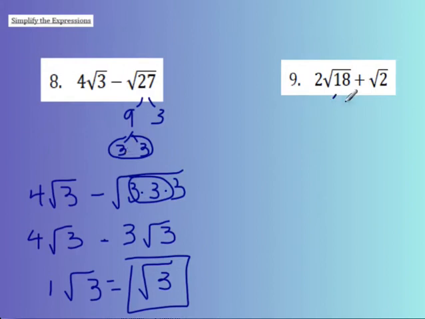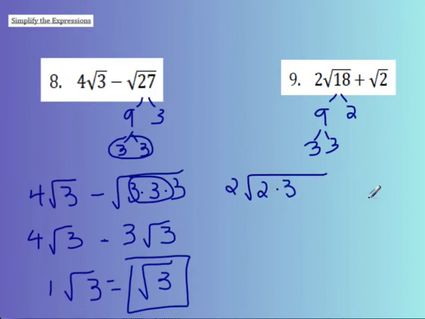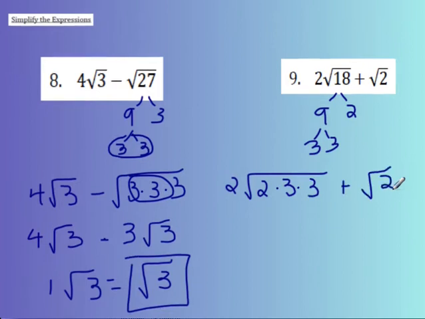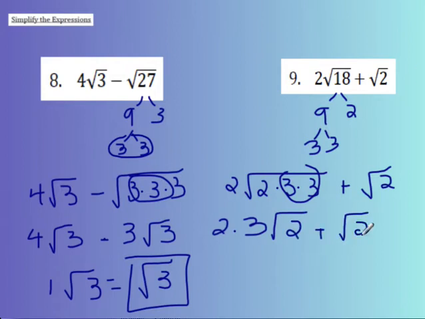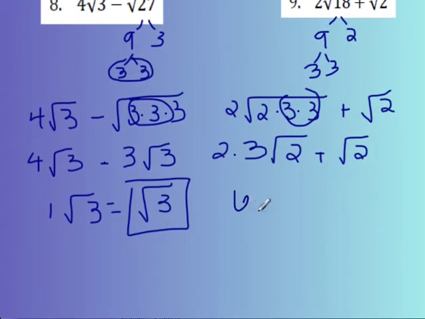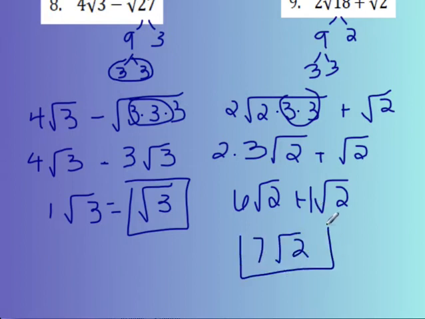Taking a look at number 9, we can break down 18. So we have 9 and 2, and then we have 3 and 3. So then we have 2, and then the square root of 2 times 3 times 3 plus the square root of 2. So again, out of that next one, I can take out a pair of 3's. So I'm going to do that, and then I'm going to get 2 times 3, and then left underneath the radical is 2, and then I have square root of 2. Well, 2 times 3 is going to be 6. So I have 6 square root of 2 plus the square root of 2. Now remember that the square root of 2 is really just 1 times the square root of 2. So when I add those two together, I get 7 square root of 2 as my final answer for number 9.